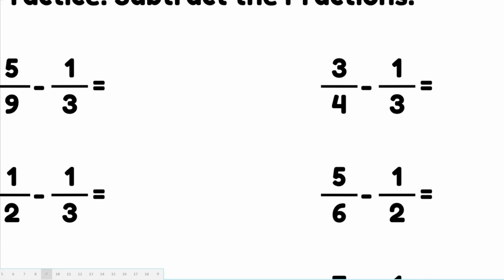I'm going to ask that you pause the video here and try to solve these 4 problems on your own, and then when you unpause it, I'll show you the answers and how I got them.